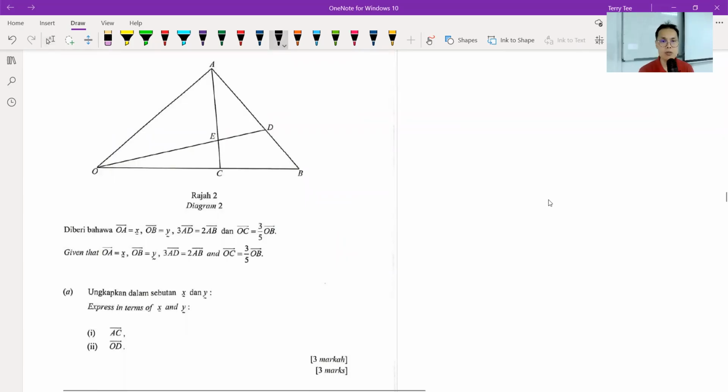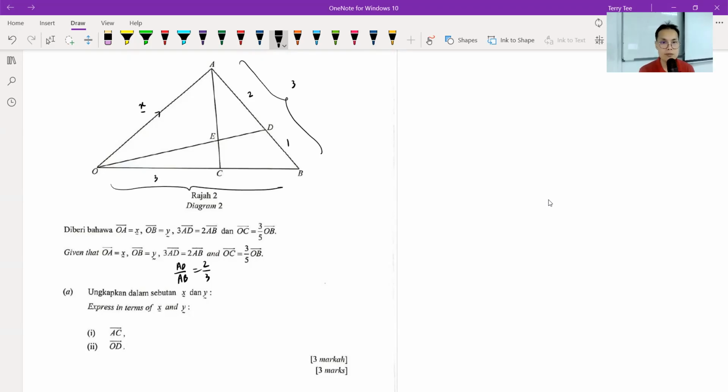I think the first thing is to map everything in the diagram. OA is x, so I'm going to write x here. OB is y, but 3AD is 2AB. That means AD over AB is 2 over 3. So this is 2, the whole thing is 3, and this is 1. At the same time, OC is 3 over 5 of OB. That means OC is 3 and the whole thing is 5.